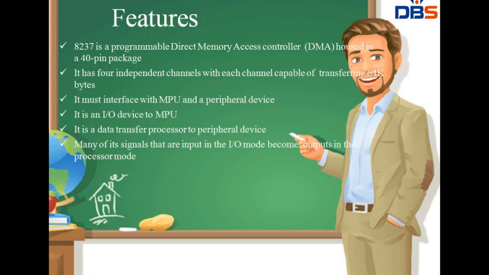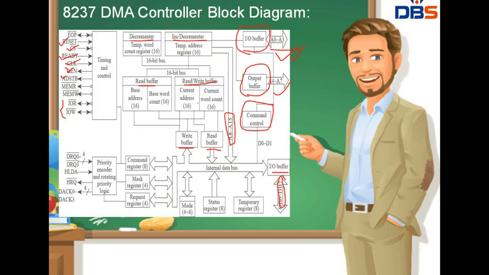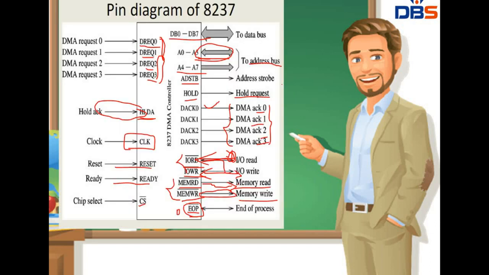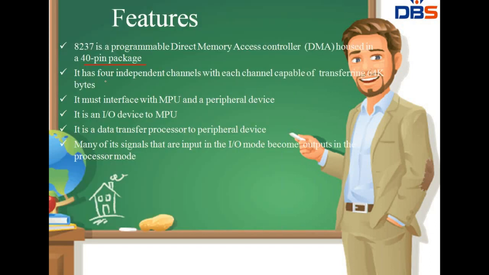And coming to the features, it is a 40 pin package. The 8237 is a programmable direct memory access controller packed in a 40 pin package, and it has 4 independent channels, as we have discussed here: channel 0, channel 1, channel 2, and channel 3. It can transfer up to 64 KB, and it must be interfaced with the microprocessor unit and peripheral devices.